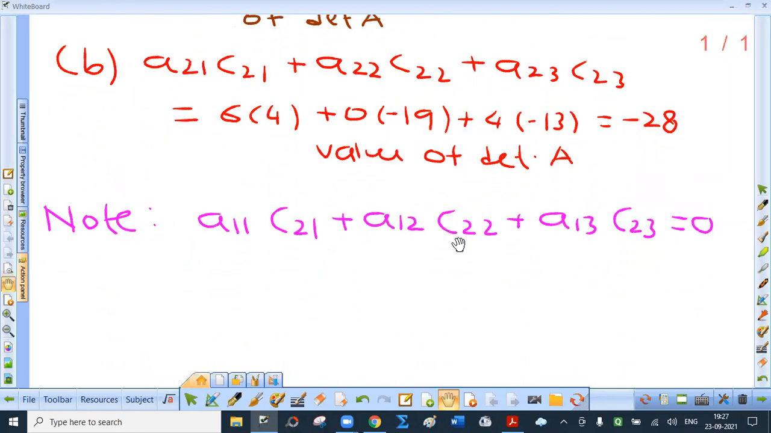Actually, they should have given this property also. Here you will notice A11, A12, A13 are first row elements. They are multiplied by the cofactors of the corresponding second row elements. The products are added. You will notice that the addition comes out to be 0.